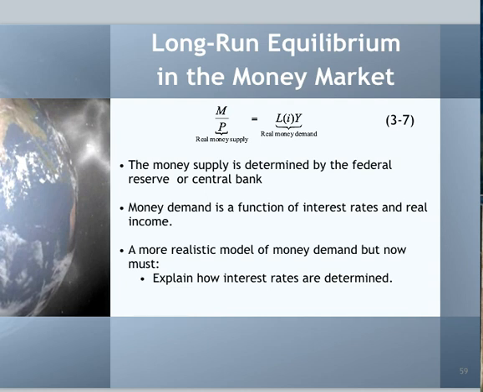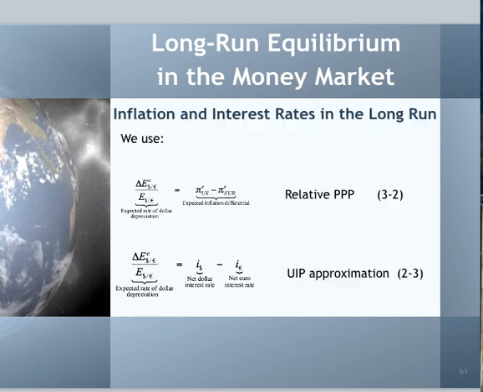So we're going to add in the interest rate, and we're going to argue that money demand is a function of interest rates and real income. This is a much more realistic model of money demand, and we are now going to set this money demand equal to the real money supply. But now, of course, interest rates are a function of real money demand.